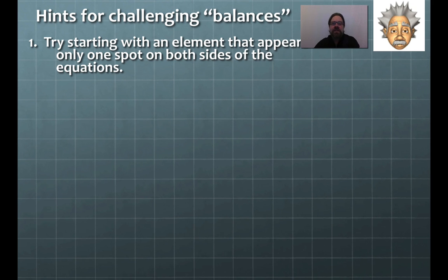Number 1 would be to try starting with an element that appears in only one spot on both sides of the equation. Eventually, you're going to get something called a double replacement reaction, and there's a lot going on there. So if you can find one that just appears in one spot on both sides of the equation, maybe start with that. There's no rules to which ones you start with. You can pick and choose, and if you can't get a working balance starting with one element, choose a different element, and maybe it will work out differently.